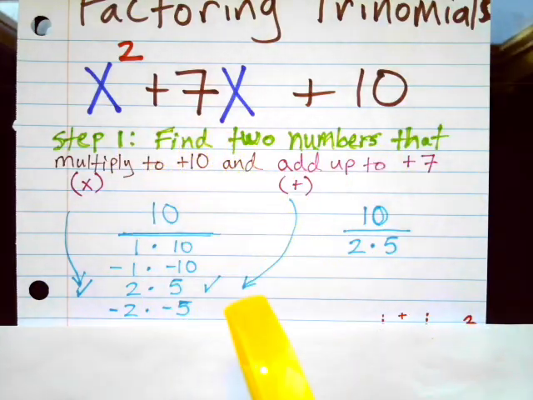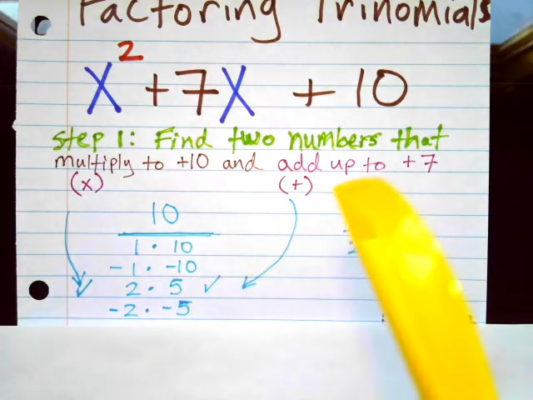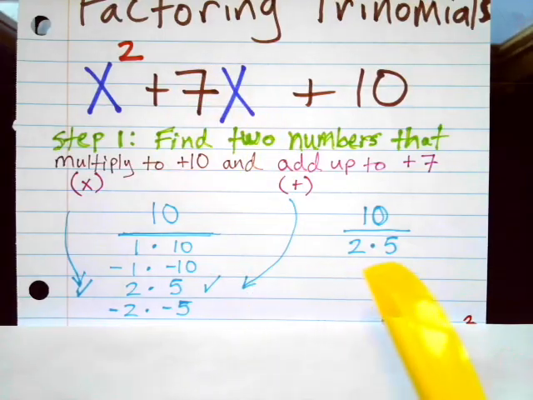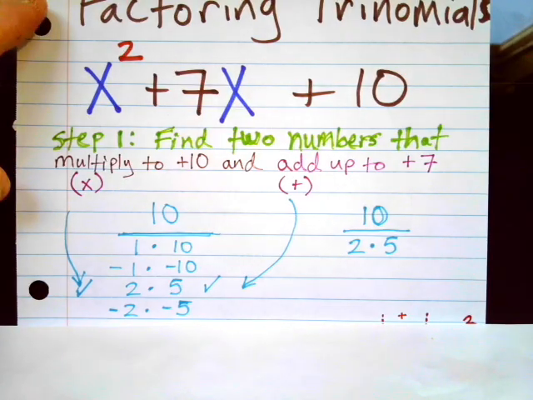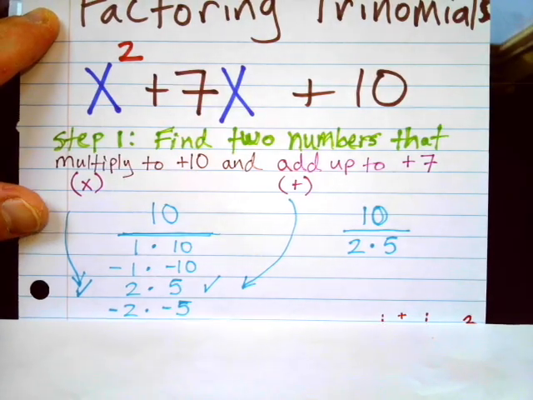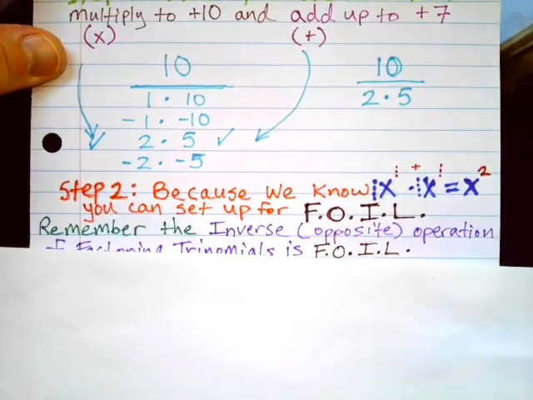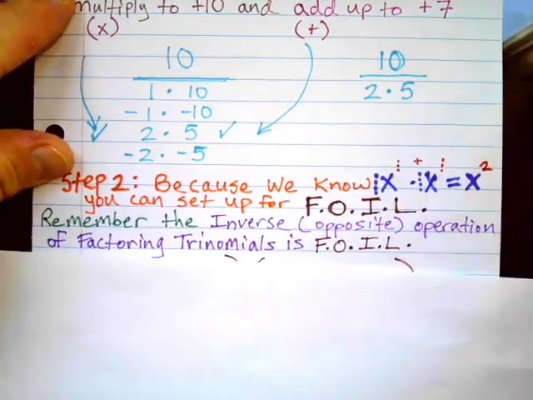Those numbers are going to go inside those parentheses if you've been following along with my videos. And so, 2 times 5 gives me a positive 10, and 2 plus 5 gives me a positive 7. So 2 and 5 are going to be the two terms I use in order to factor this expression here. So follow with me, please, and we will continue on.